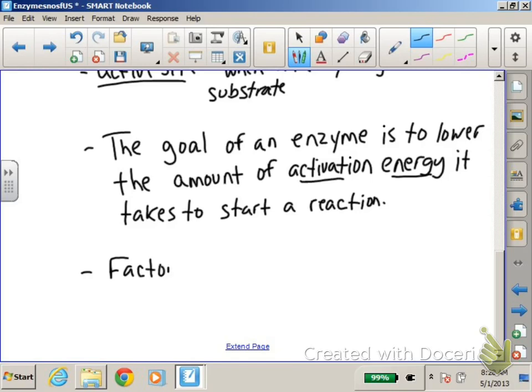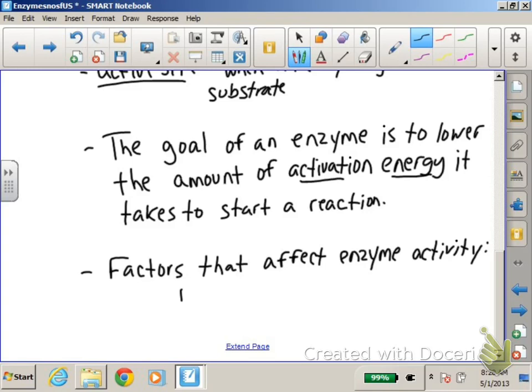Okay, a few other things about enzymes: if you alter factors that affect enzyme activity, first of all would be temperature. Enzymes actually can be denatured at really high temperatures or really low temperatures. Okay, another factor that can alter the rate of enzyme activity would be pH.